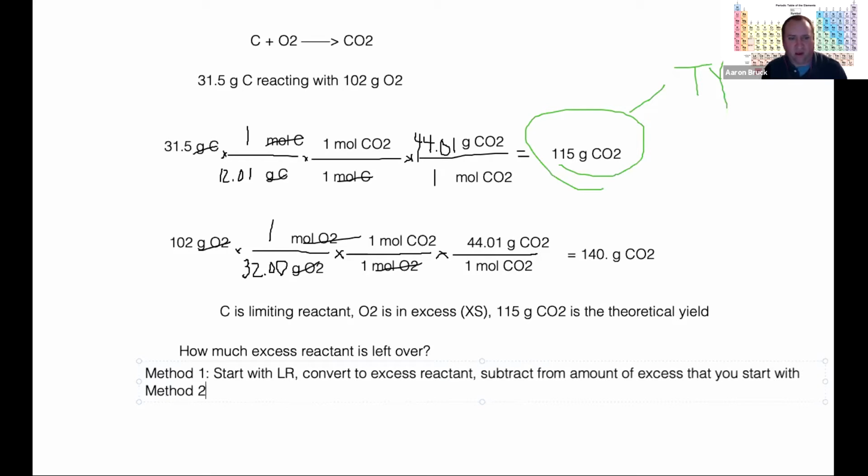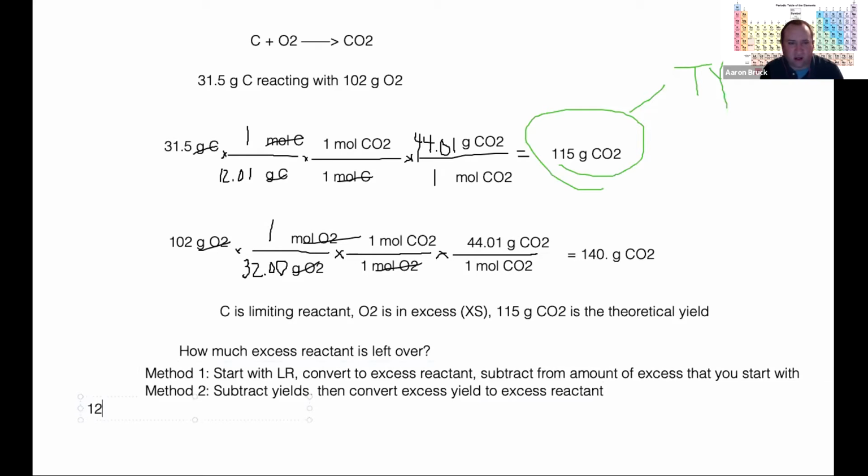The other method is I take my two yields, I subtract them from each other, and then whatever that difference is, that's the excess yield. And I just convert that back to excess reactant. In my mind, that's actually easier to do. Either way works. You'll get the same answer, or at least roughly the same answer. But this one takes advantage of a lot of the work that you already did. So just as an illustration, I'm going to show you this second method.